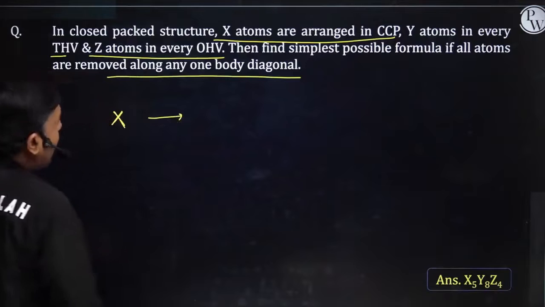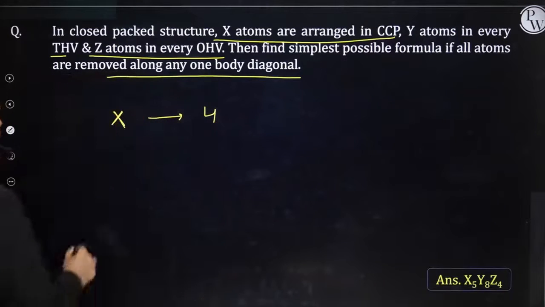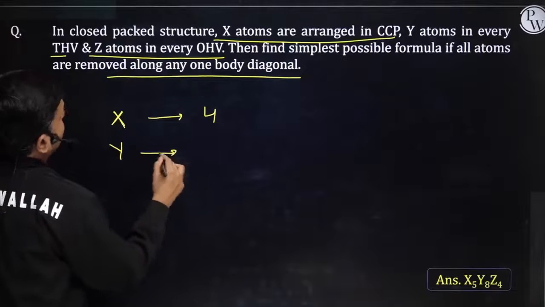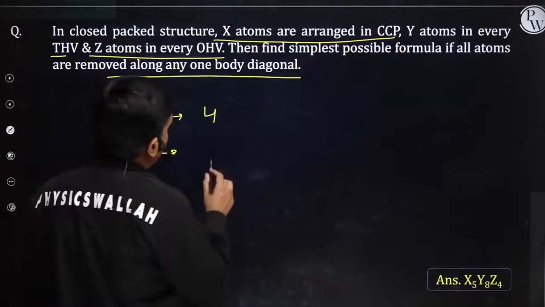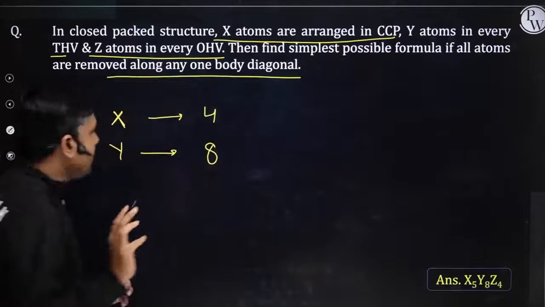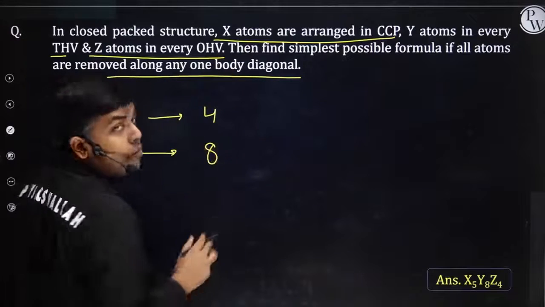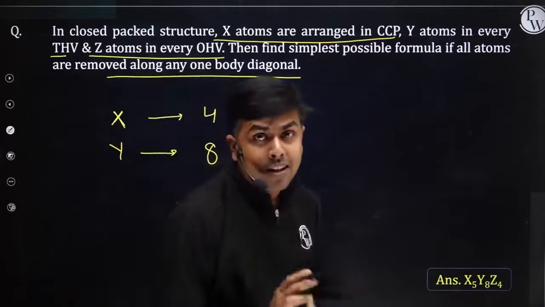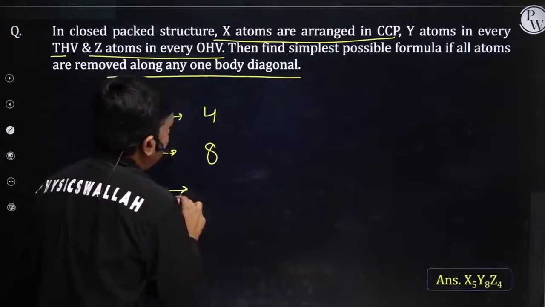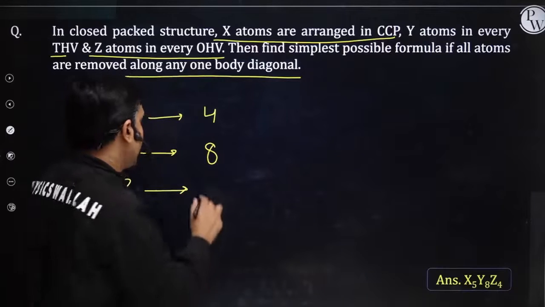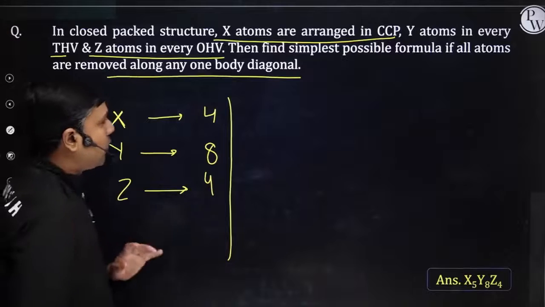CCP. Perfect. Initial Z effective for this X is going to be 4. Initial Z effective for Y: it's there in every tetrahedral void, and the number of tetrahedral voids is 8, so effective number of Y is 8. Z atoms are there in octahedral voids. Now, in case of FCC, what's the number of octahedral voids? 4. So the initial condition is X4, Y8 and Z4.